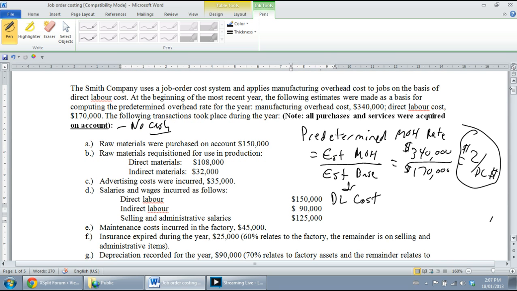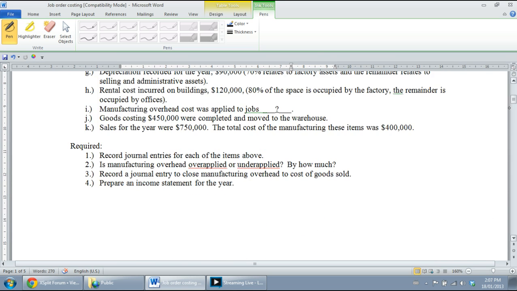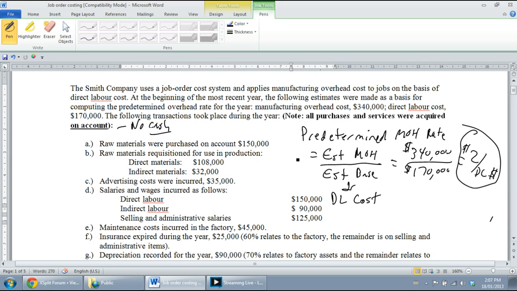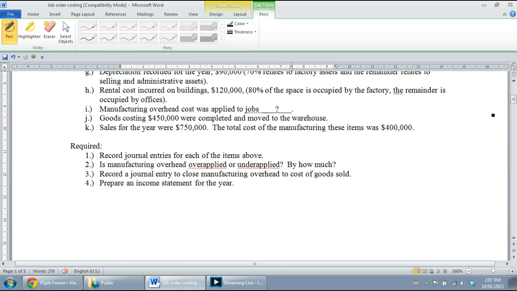Okay, let's record journal entries. So let's do A through K, and we're going to do a lot of journal entries here. Raw materials purchased on account, $150. You know, you thought, oh, I'm in management accounting, no more journal entries. You thought wrong. We're doing journal entries from day one. So let's do A, and we're going to do a journal entry to acquire some raw materials.